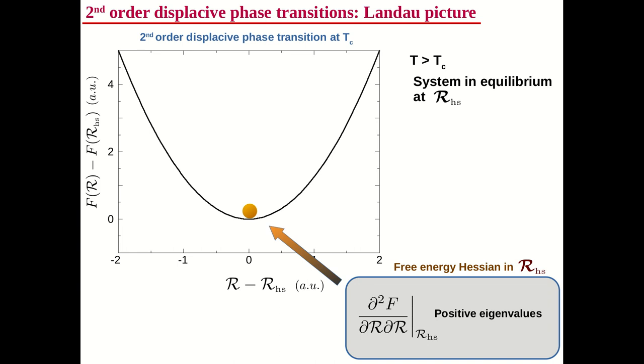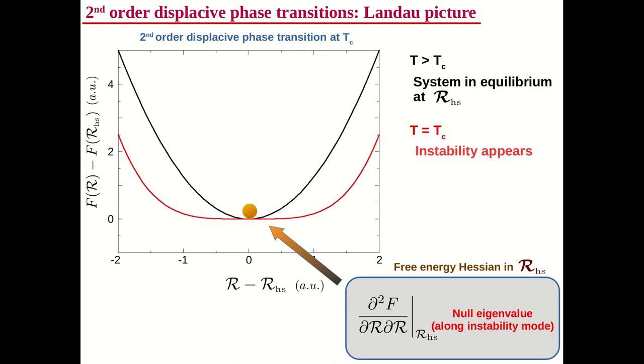At high temperature this is a minimum, which means that the eigenvalues of this matrix are positive, so this matrix is positive definite. This is in general a matrix because this calligraphic R, as I told you, is a collective variable, so in general this is a vector, a 3N vector, where N is the number of atoms and 3 comes from the Cartesian coordinates. So at high temperature the second derivative of the free energy with respect to the centroid, the free energy Hessian in the high symmetry configuration, is positive definite.